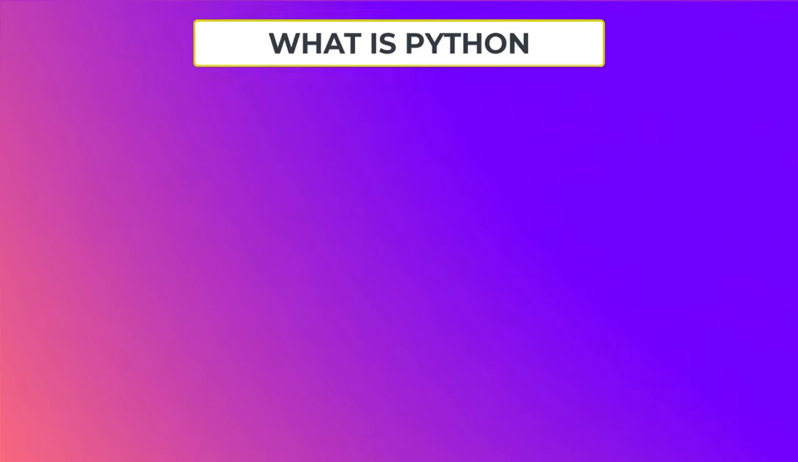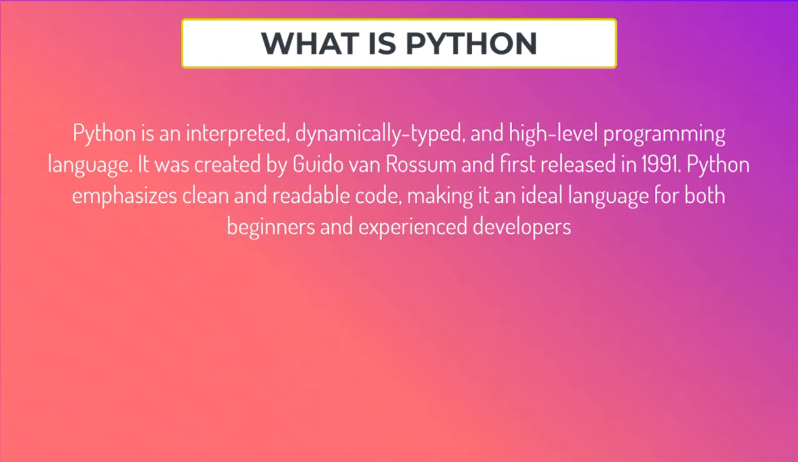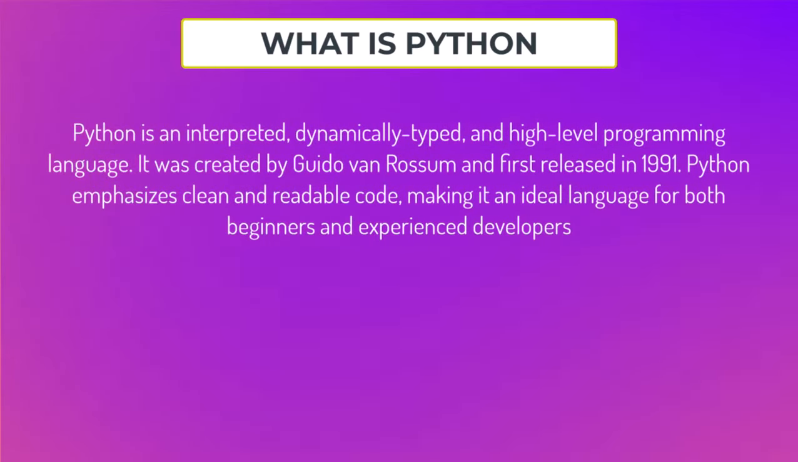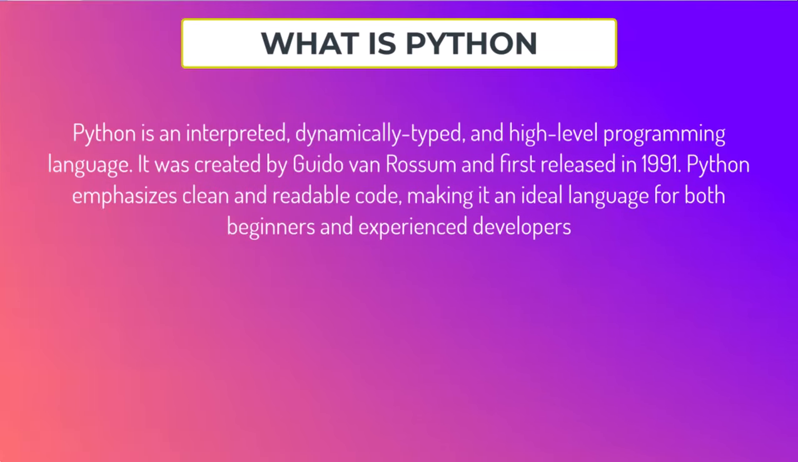So, what is Python? Python is an interpreted, dynamically typed, and high-level programming language. It was created by Guido van Rossum and first released in 1991. Python emphasizes clean and readable code, making it an ideal language for both beginners and experienced developers.